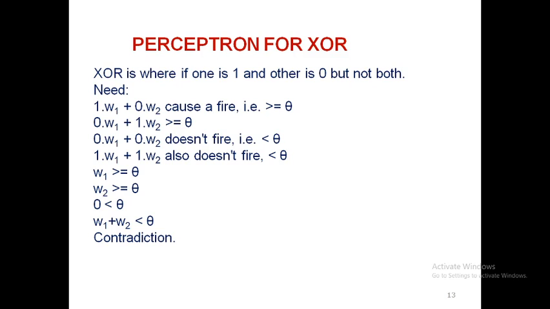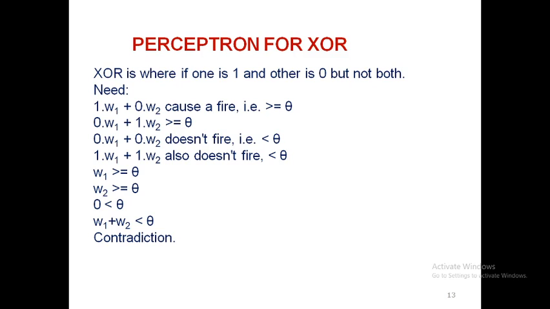Earlier, the OR gate is linearly separable, because there you get simple combinations: one is the fire range and the other is the do-not-fire range of inputs. But if you take the perceptron for the XOR gate, XOR is where one is 1 and the other is 0, but not both. I think you know the XOR, right? When will the XOR output be 1? For X1, X2, if both are the same, it does not fire, and the output will be 0.